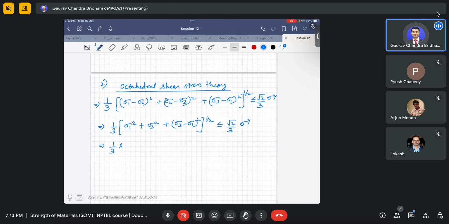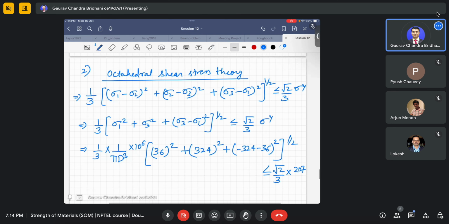So what I'll do here, I'll say 1 by pi d cube into 10 power 6, that I am taking out because you can see there is a square as well as a square root, so the same will come out. Now I will write the terms. This will be 36 whole square, this will be 324 whole square, and this is sigma 3 minus sigma 1, so it is minus (324 minus 36) whole square. And that to power 1 by 2 should be less than or equal to root 2 by 3, and this value is 207.